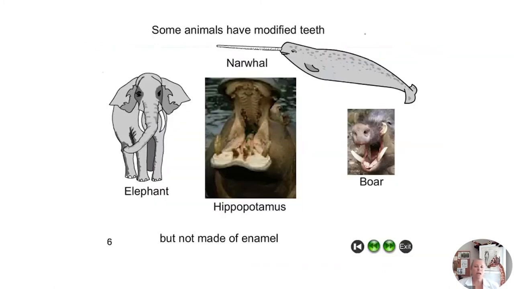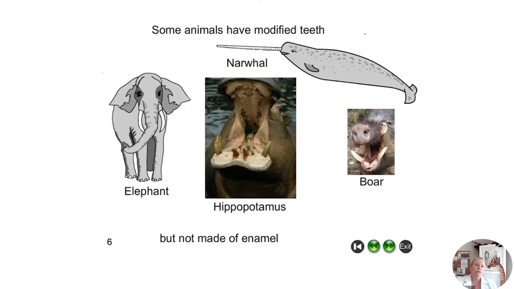Now, some animals have modified teeth or special teeth. And that would be things like the elephant with those big ivory tusks. And the hippopotamus has those big, sometimes they're the incisors that are going all over. And look at that picture of the pig or the boar. Now, every time that boar opens and closes its mouth, those canines are sharpening on themselves.